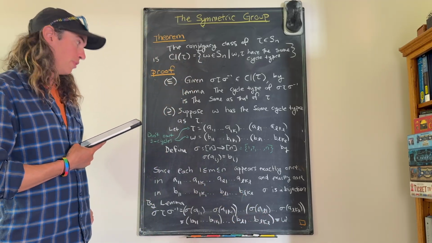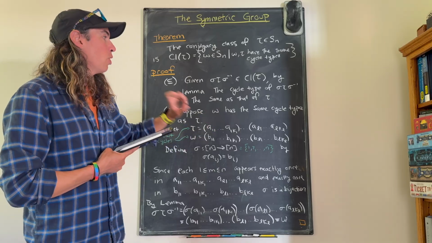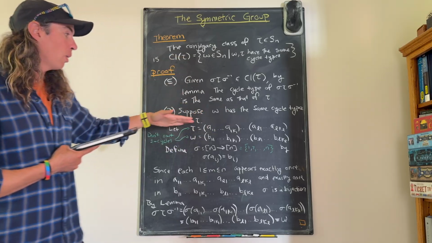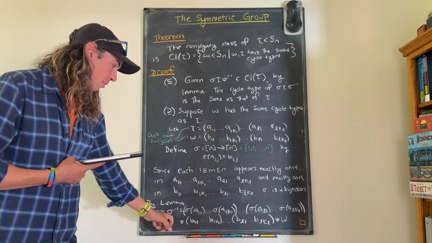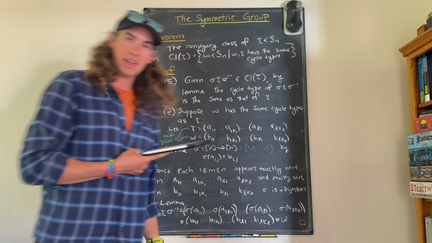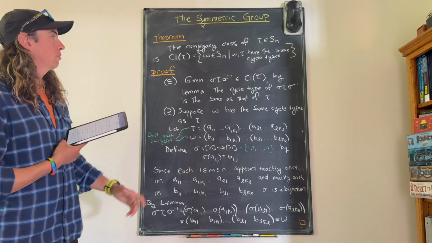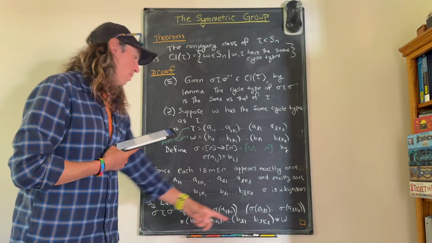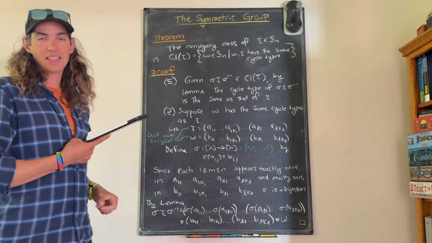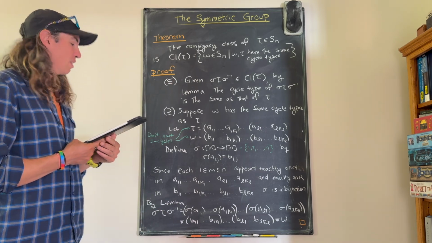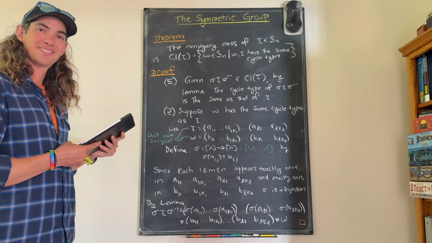So what we've shown is if I have some omega, which has the same cycle type as tau, I can define some sigma so that sigma tau sigma inverse is equal to omega. And therefore, omega is a conjugate of tau, and so is in the left-hand side of the equation. And that's the proof.